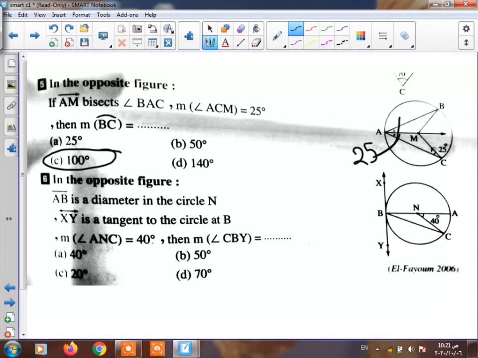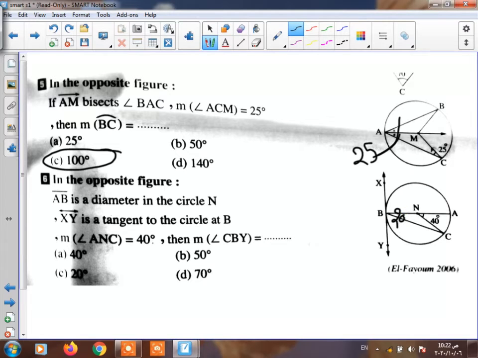Here, AB is the diameter in the circle, and XY is the tangent. XY is tangent at B. Measure of arc AC is 40. So what about the measure of angle ABC? It's going to be half the arc AC because it's inscribed. So this is going to be 20.